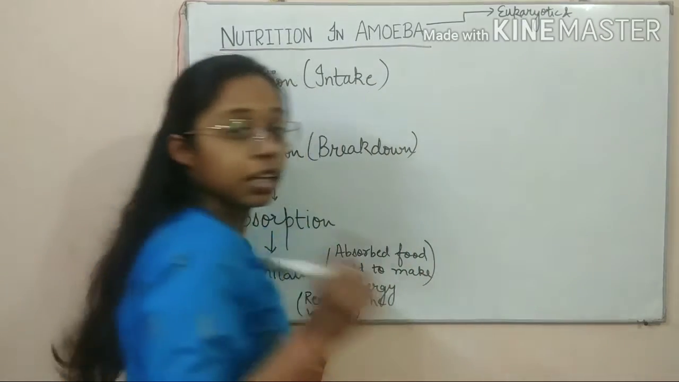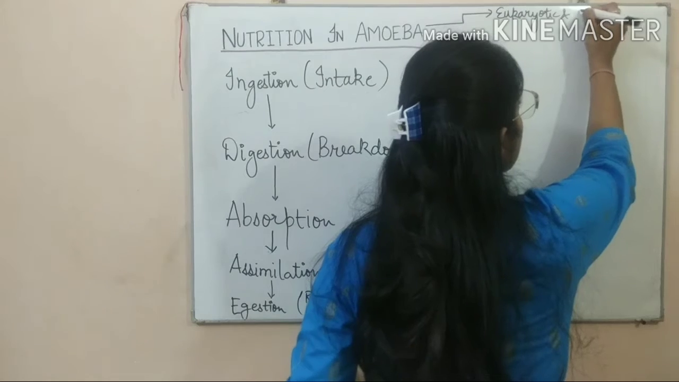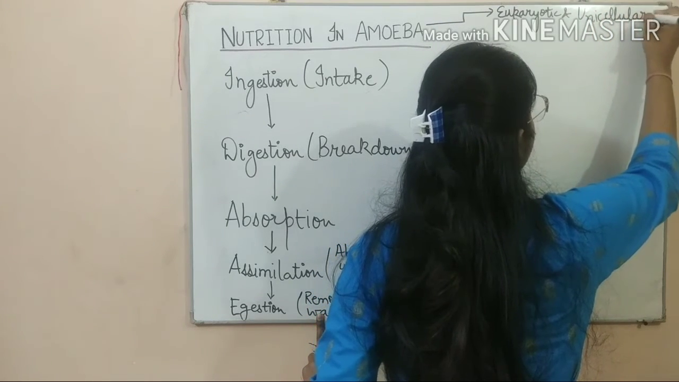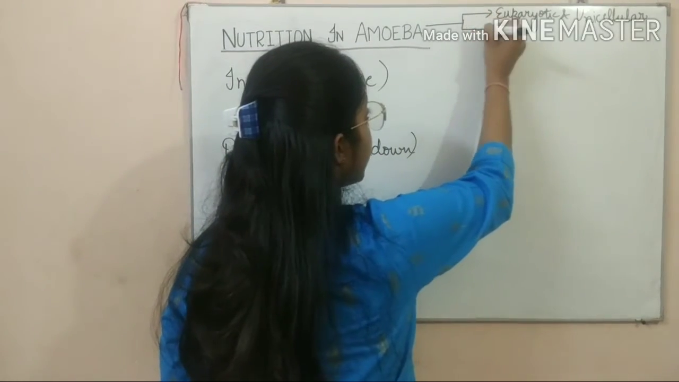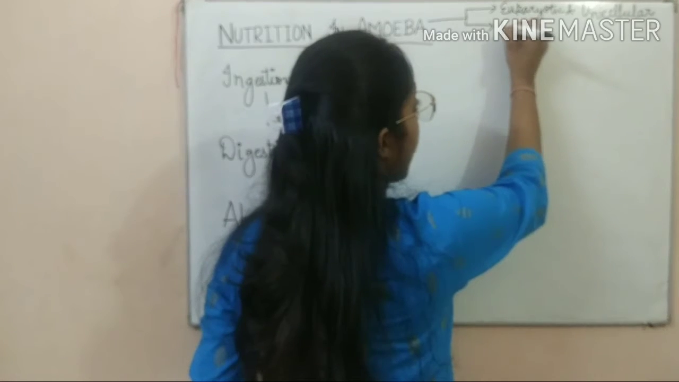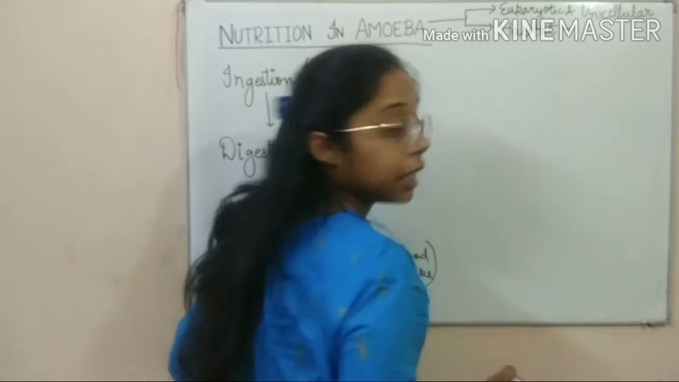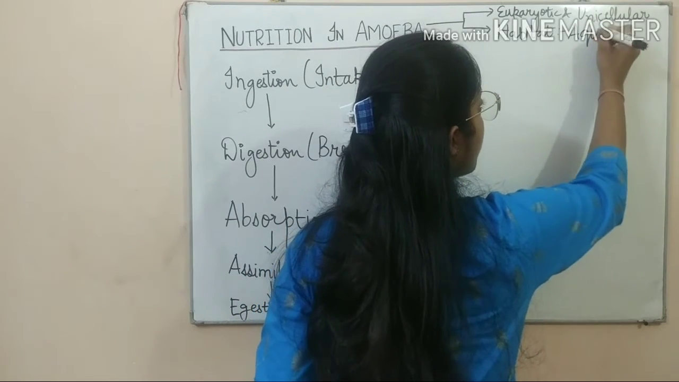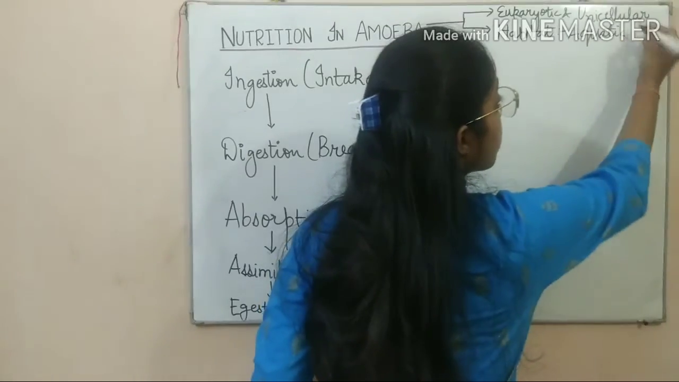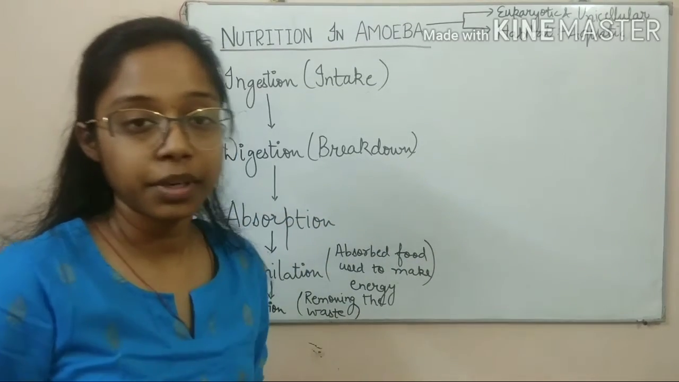and its body consists of only one cell. So it is unicellular. Second, its habitat is mainly aquatic. It can be found in ponds, lakes, streams, basically all the aquatic habitats.